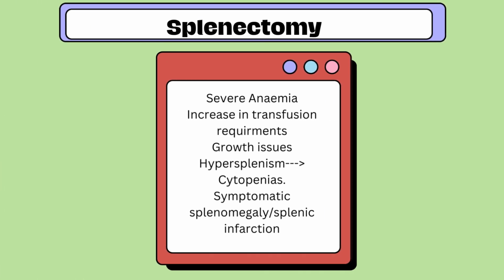The role of splenectomy may be appropriate if patients have severe and persistent anemia not due to iron deficiency, a dramatic increase in transfusion requirement, so like doubling of the transfusion requirement over the course of a year, growth problems, hypersplenism leading to cytopenias, or symptomatic splenomegaly.